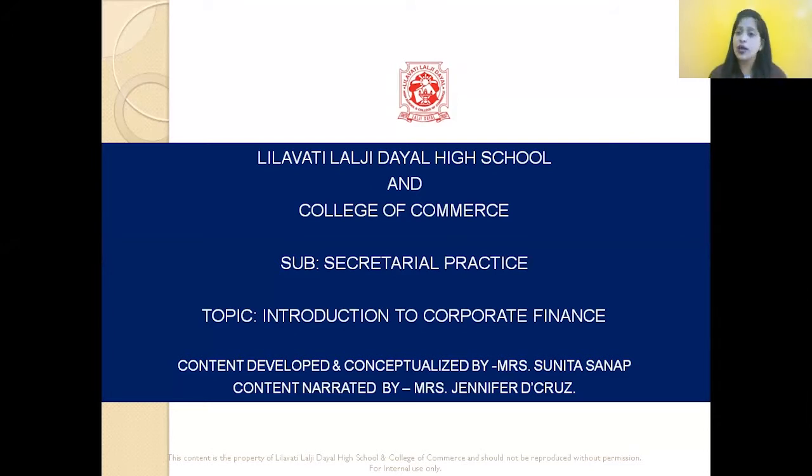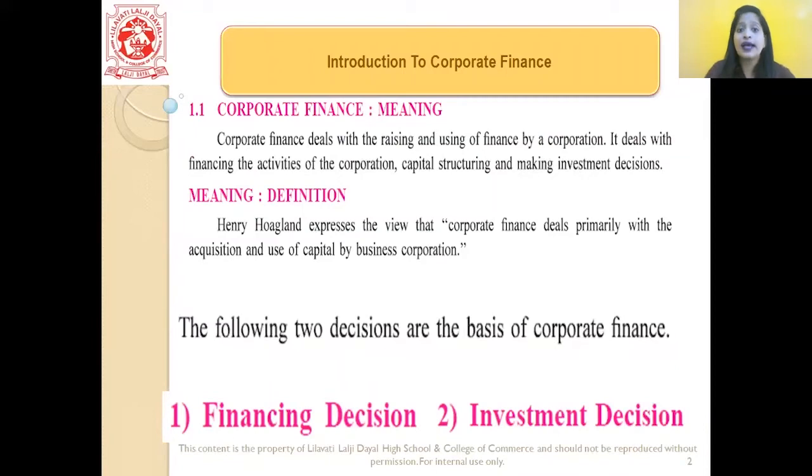Before starting with this chapter, students, let me tell you that the total weightage of chapters number 1 and 2 together will comprise 25 marks with option and 17 marks without option. So let us begin with chapter number 1, that is Introduction to Corporate Finance.